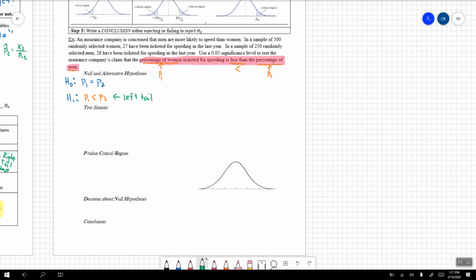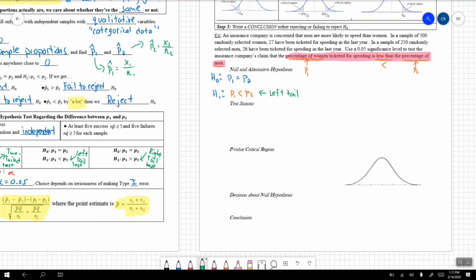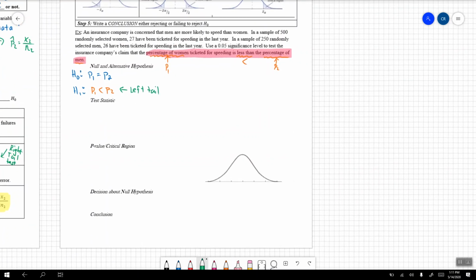In order for me to conduct this test, I'm going to need a test statistic, and looking at all of my information, I need to know what is P hat 1, what is P hat 2, what is also P bar in this particular case, and what is Q bar in that case as well. So I have a lot of work ahead of me, and that's what we're going to do next.